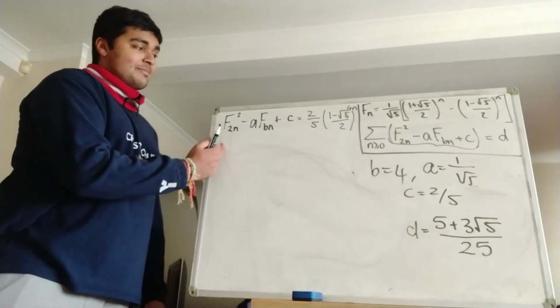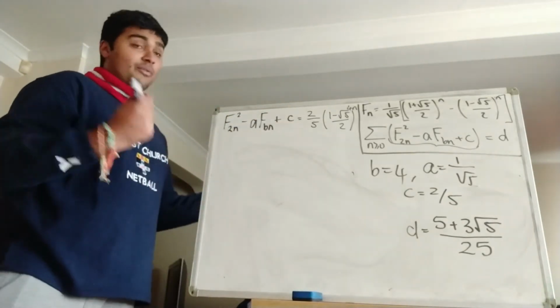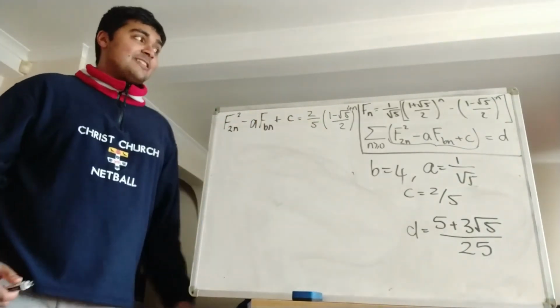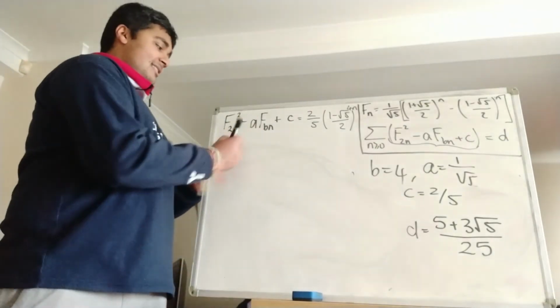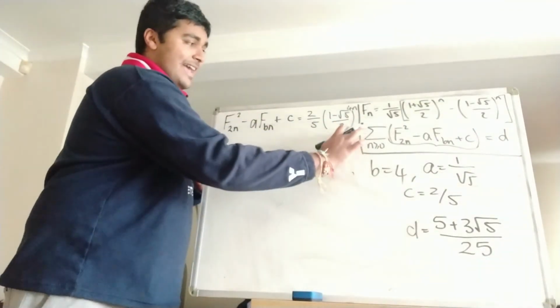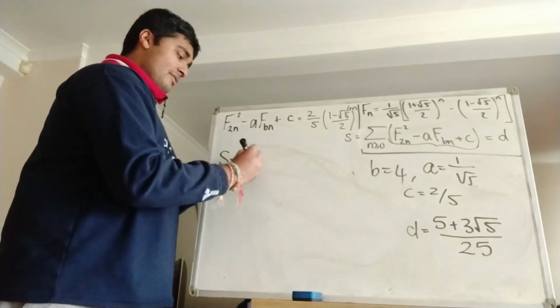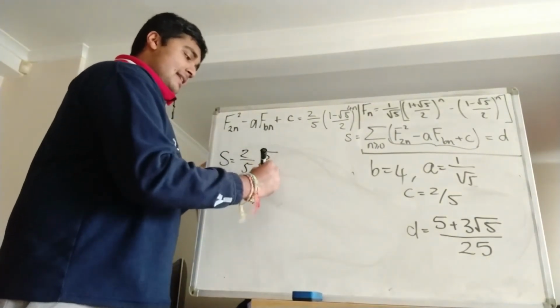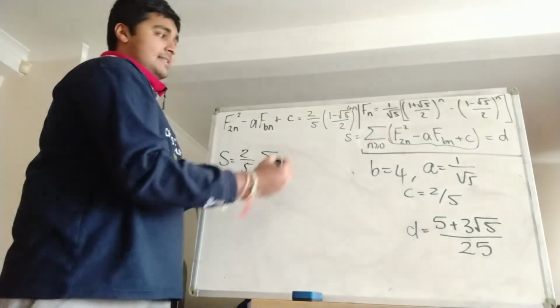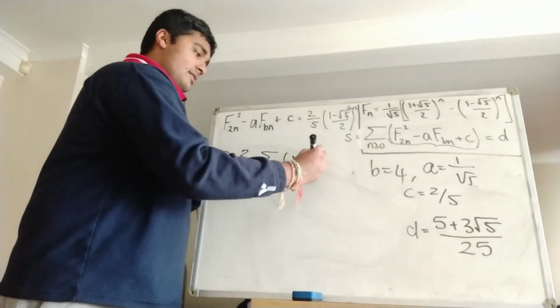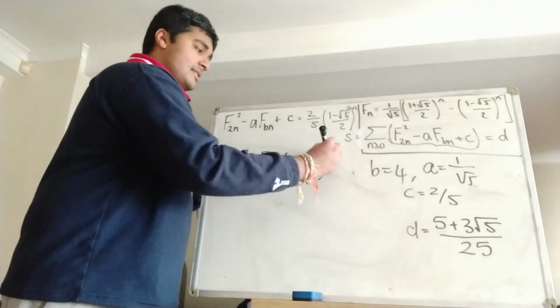Anyway, we want to take the sum as n goes to infinity of this guy here. So obviously it's going to be the same as the sum as n goes to infinity of that guy here. So the thing we want to work out, let's call it s. So s is equal to 2 over 5 times the sum as n goes from 0 to infinity of (1 minus root 5 over 2) raised to the 4n.